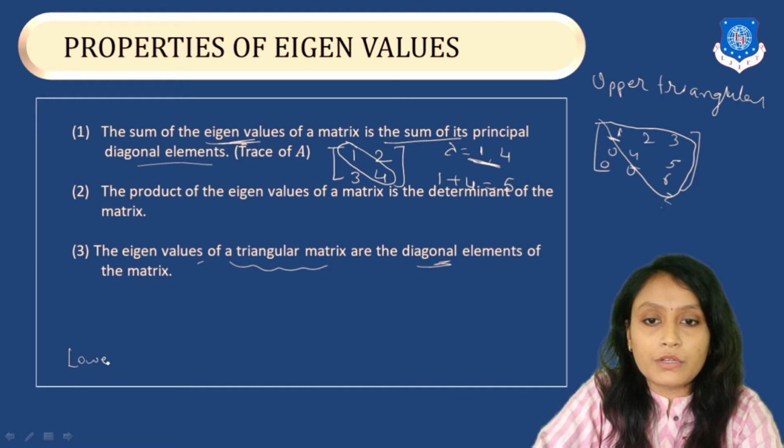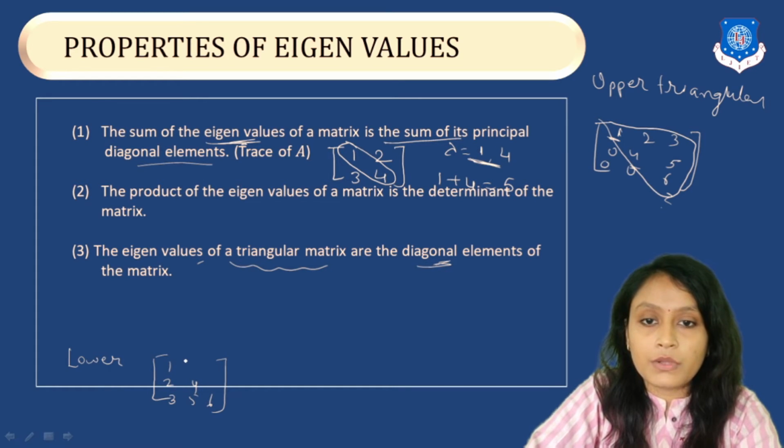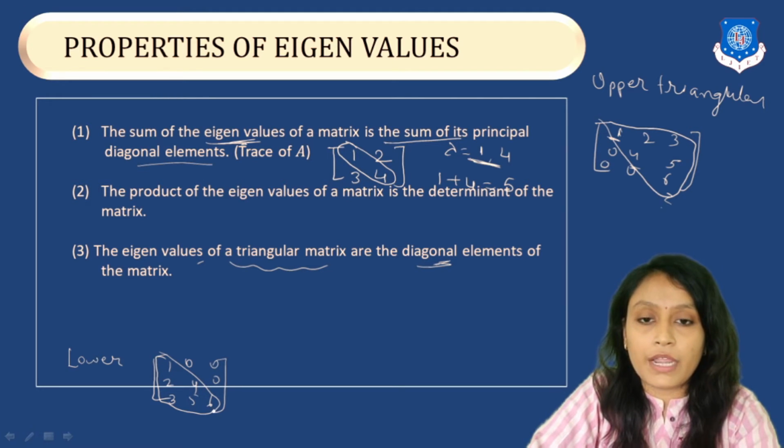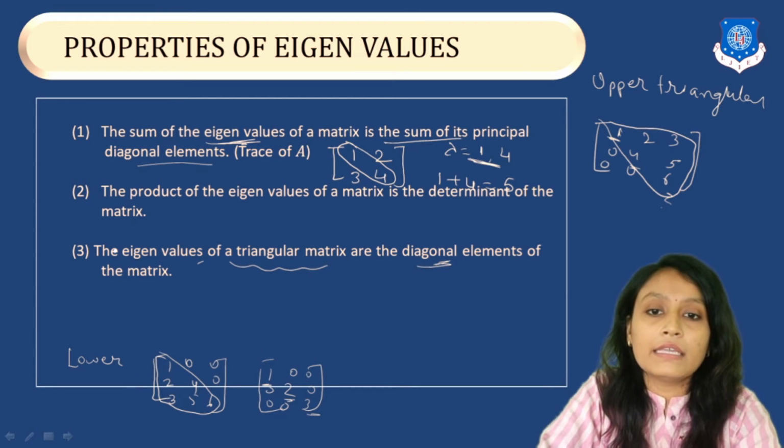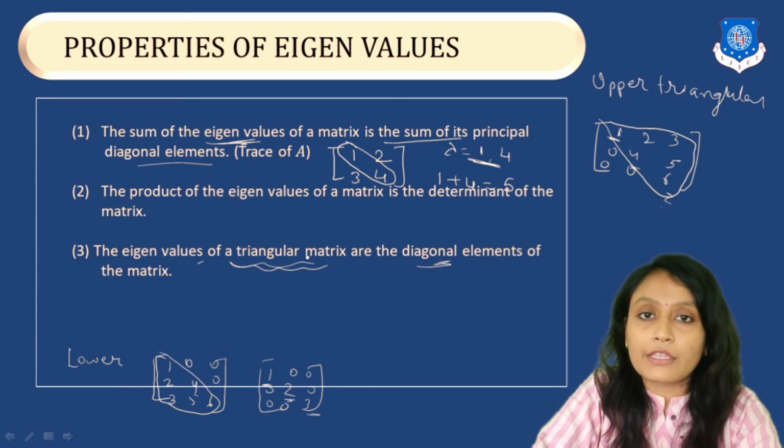Next is the lower triangular matrix. Here we have the matrix like this, with elements 1, 2, 3, suppose 4, 5, 6, and here we have 0. This is our lower triangular matrix, and the eigenvalues will be these diagonal elements, that is 1, 4 and 6. A diagonal matrix means we have elements only on the diagonal, and everywhere else we have 0. So the eigenvalues will be 1, 2, 3. You can directly write the eigenvalues from this triangular matrix.